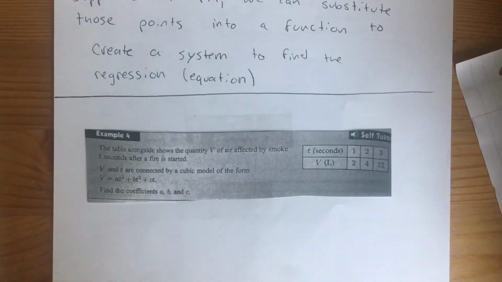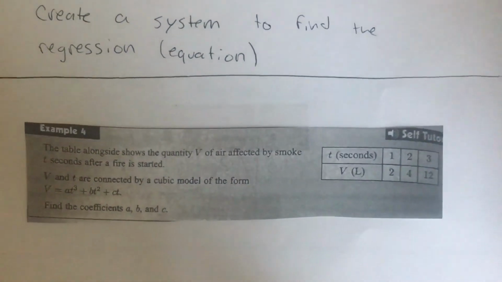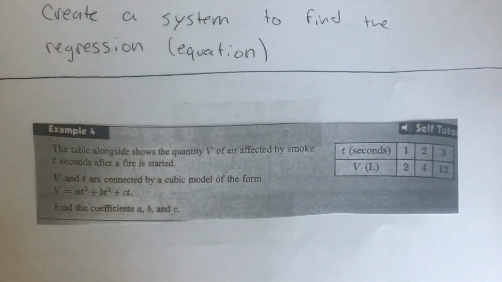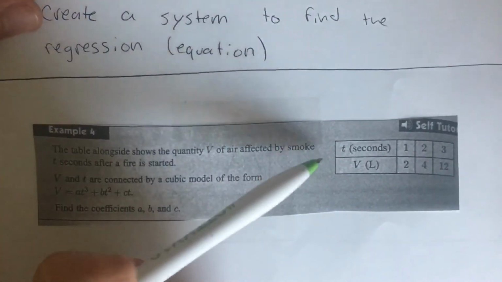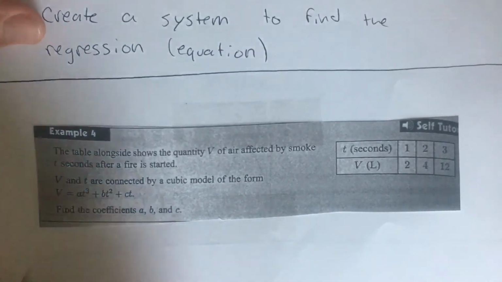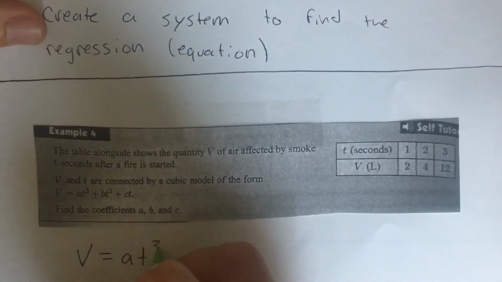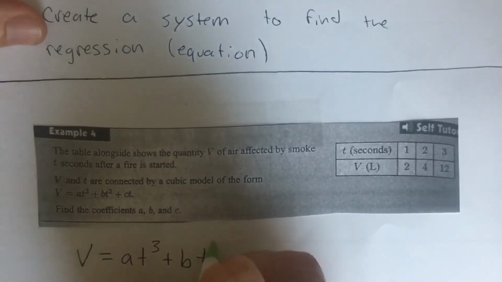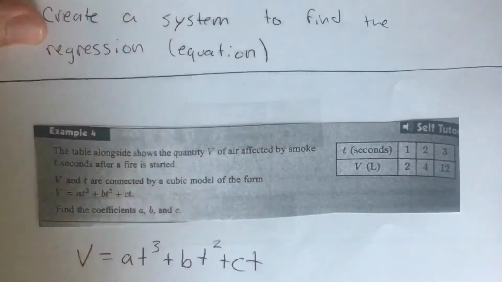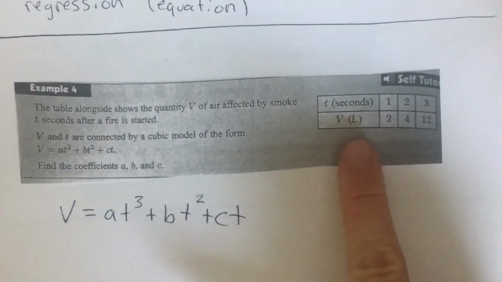So what that looks like is, for example, if we've got this table that shows the quantity of air affected by smoke after a fire started. So we've got our seconds here and we've got our liters here. The important thing is right here, we've got this model that says this is going to follow this equation right here. And we've got these data points right here that we've collected.